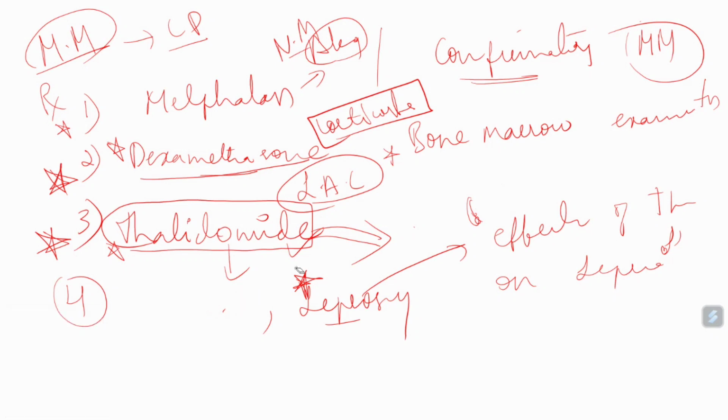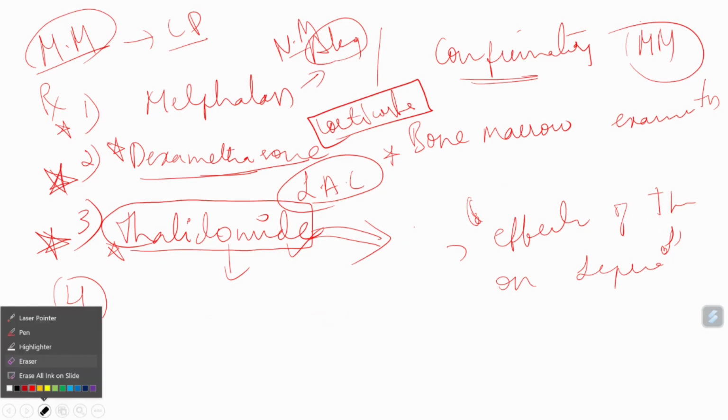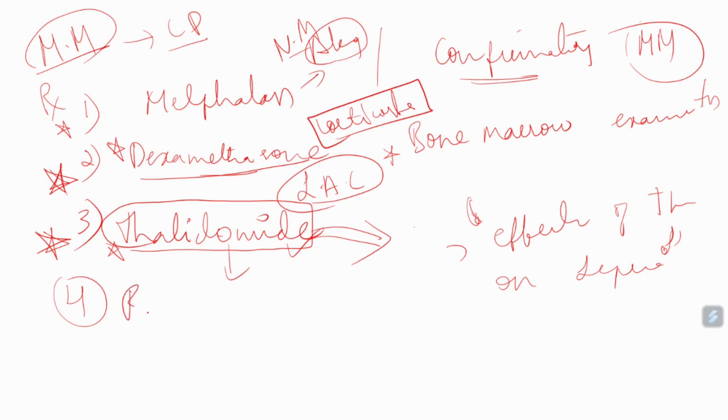And the fourth important drug we have is bortezomib. Okay, so this is another important drug that is included in the treatment of multiple myeloma. So in multiple myeloma, all these drugs can be used. In a few conditions these drugs are used in combination, and in a few conditions they are used alone. Okay, so melphalan, dexamethasone, thalidomide, and bortezomib. So these are different drugs.